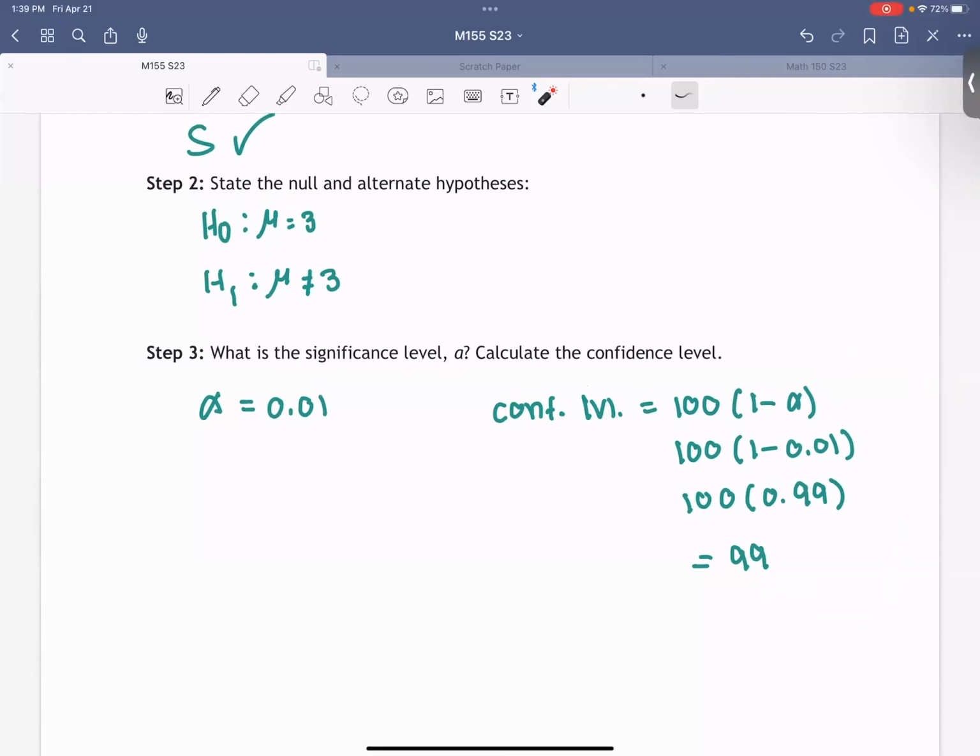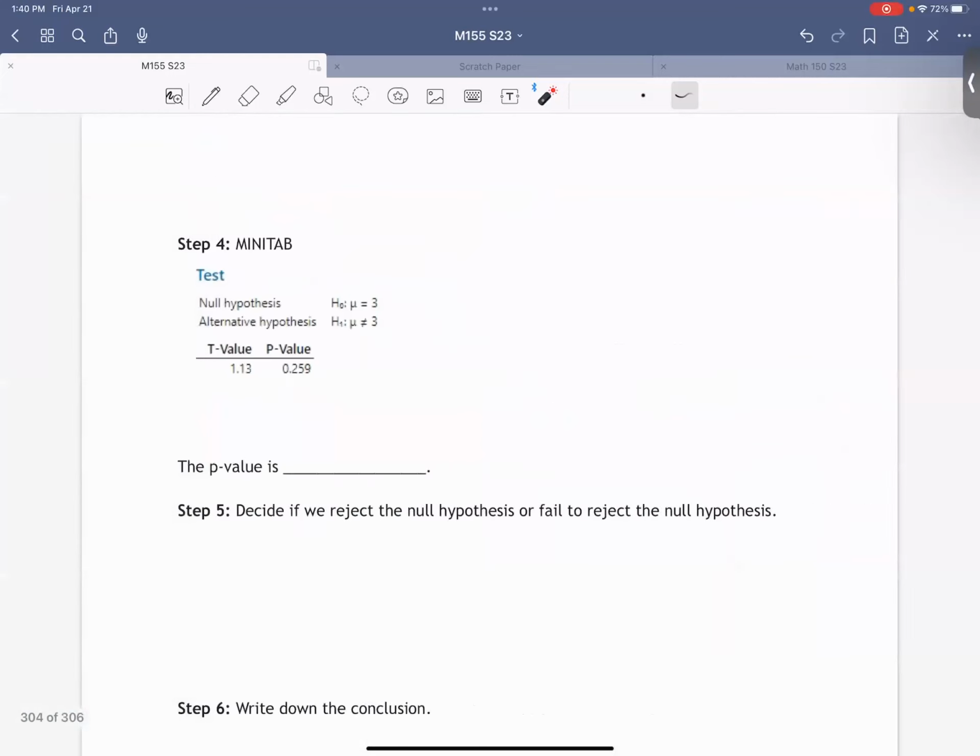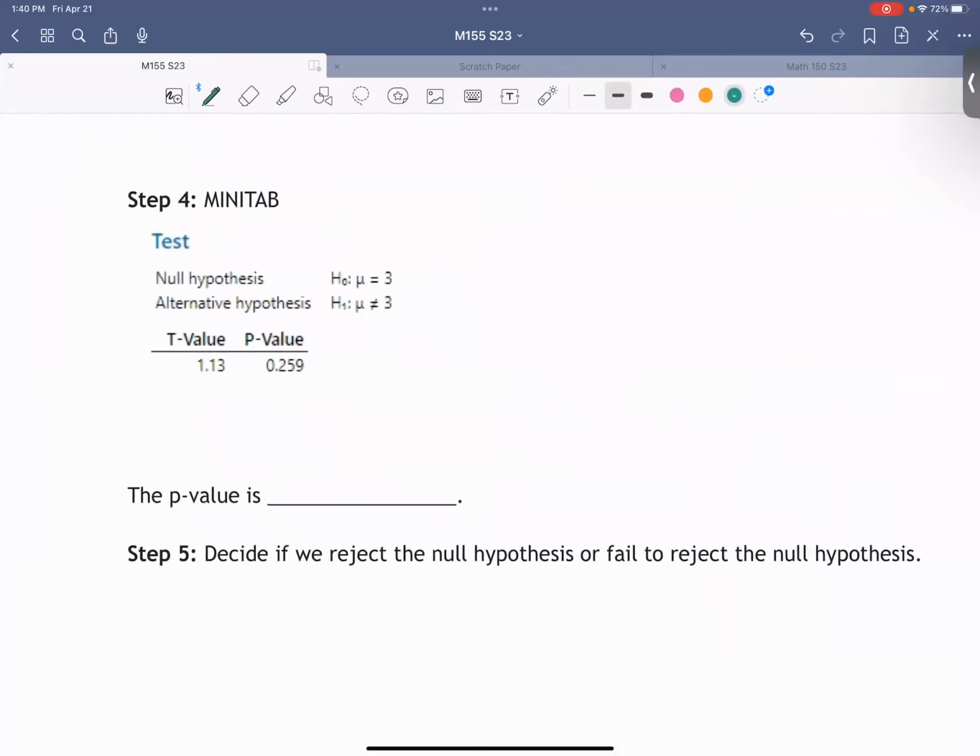Okay. Is everyone good having me skip showing you what to click on Minitab? I think Minitab's pretty self-explanatory. You just click the button and you fill in the chart. Once you go to Minitab, p-value 0.259, pretty easy to spot. It's literally labeled on Minitab.